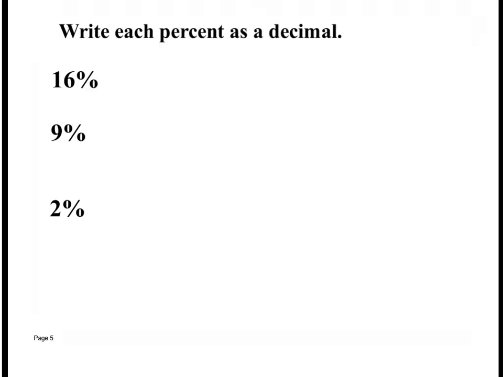So 16 over 100, or I can just write 0.16. Okay, move it 2 decimal places to the left, I get 0.16. And I'm done. That's my answer. 16% is the same thing as 0.16.